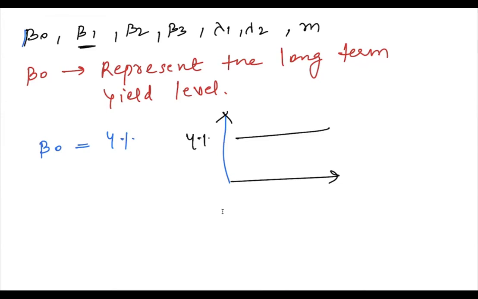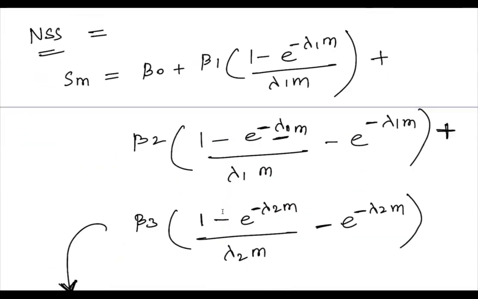If beta 1, beta 2, beta 3 are 0 and beta naught is 4%, this is how the shape of my yield curve will look. So this represents a long-term level. So this beta naught represents the long-term yield level. This is what beta naught is, which comes here.